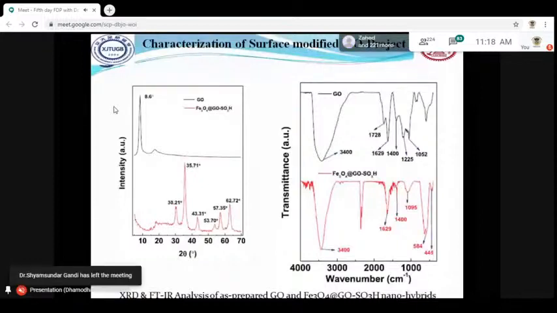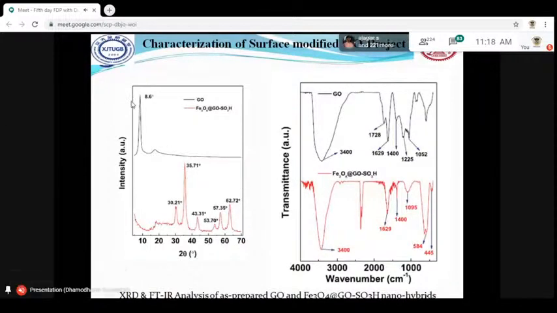But there are no graphene oxide peaks here because, as I told you already, the graphene oxide surface has been fully covered with the magnetite nanoparticles. That's why we couldn't observe the graphene oxide peak here.